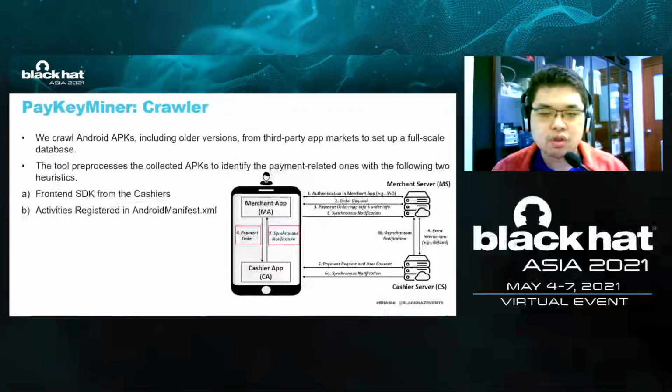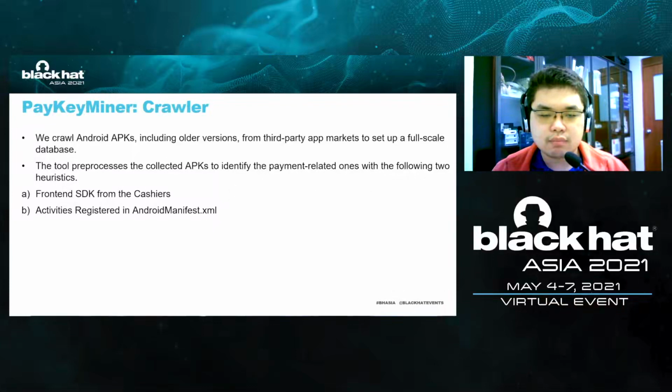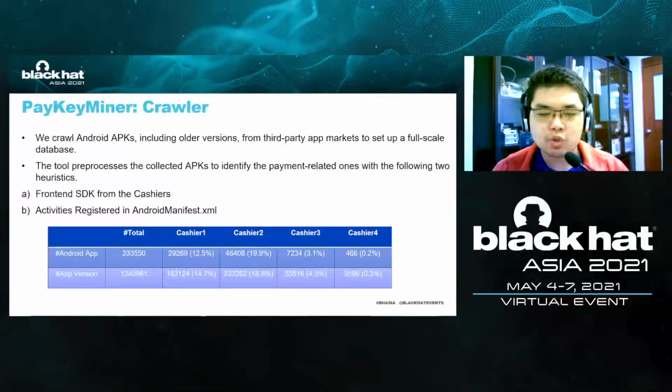Also, the cashier always requires the merchants to register certain activities in AndroidManifest.xml to receive the synchronous notification in step 7. The table below shows the screening result, where overall 1 million APKs have been tested by our PayKeyMiner. Among the 4 studied cashiers, Cashier 2 is the most popular and used by almost 1/5 of the test apps.